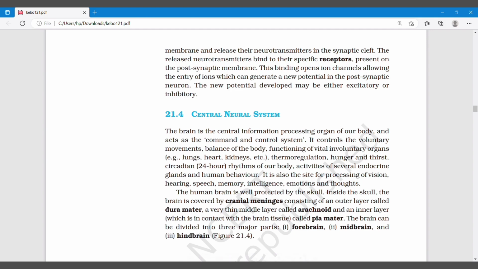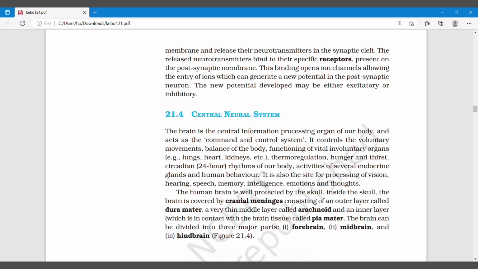It controls voluntary movements, balance of the body, and functioning of vital involuntary organs, that is lungs, heart, kidneys, etc. Thermoregulation, hunger and thirst, circadian 24-hour rhythms of our body, activities of several endocrine glands, and human behavior. It is also the site for processing of vision, hearing, speech, memory, intelligence, emotions, and thoughts. The human brain is well protected by the skull.